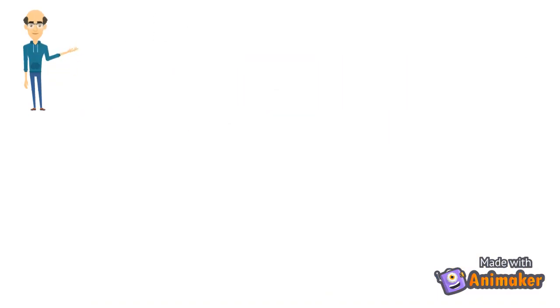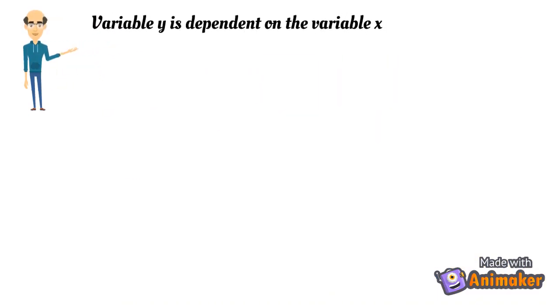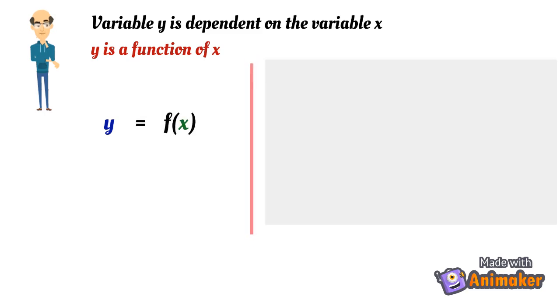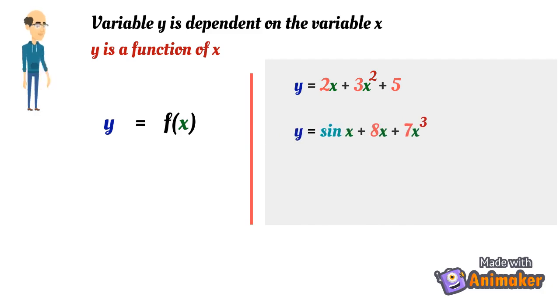Suppose we have a variable y which depends on x mathematically. We call this relationship between y and x as y being a function of x and write that as y equal to f of x. Here are some examples of such functions. y equal to 2x plus 3x square plus 5. Here's another example. y equal to sin x plus 8x plus 7x cube, and so on.